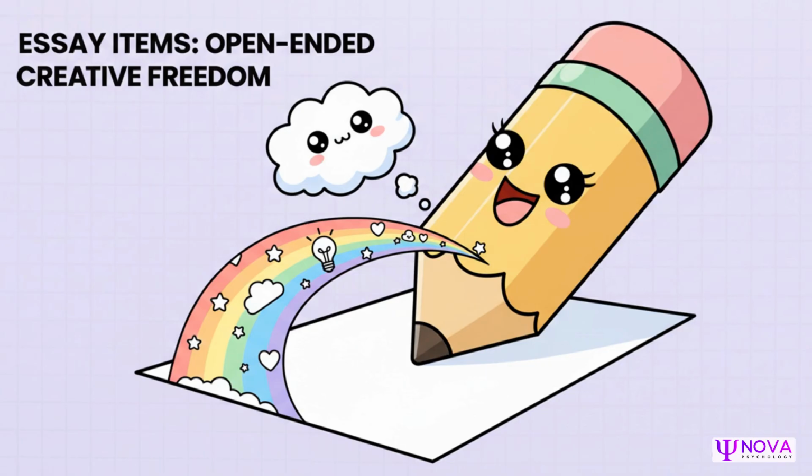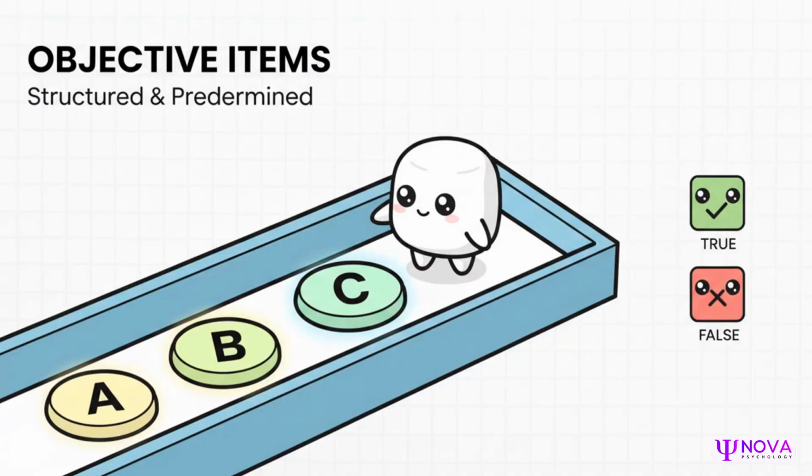That's a classic example. And on the flip side, you've got the selected response or objective items. With these, the format is super constrained. The test taker is just choosing from a set of answers you've already provided. This is your multiple choice, your true-false, your Likert scales. The crucial part here is that scoring is black and white. There's no room for a scorer's judgment.